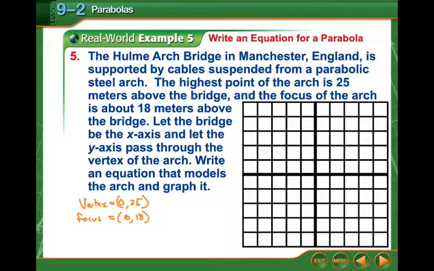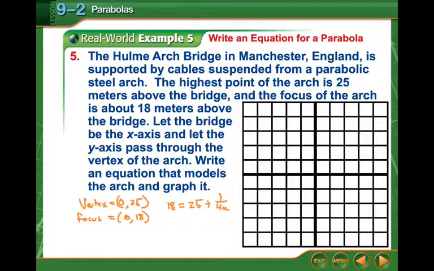So now we are, again, looking at the same idea as the last problem, looking at the focus part of it. Since the 0 is the same for both our vertex and focus, that doesn't really matter. But the y value is changing, which means that our focus is at k plus 1 over 4a. So 18 is equal to our k, which we know is 25, plus 1 over 4a. So 18 equal to 25 plus 1 over 4a.